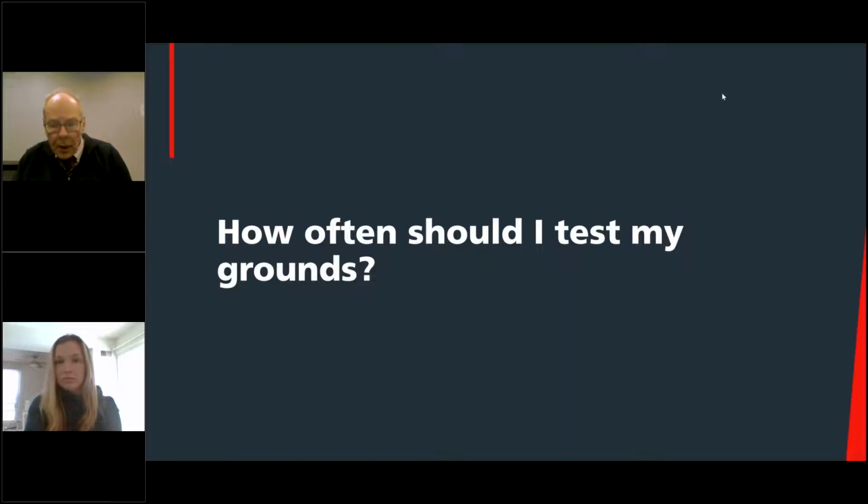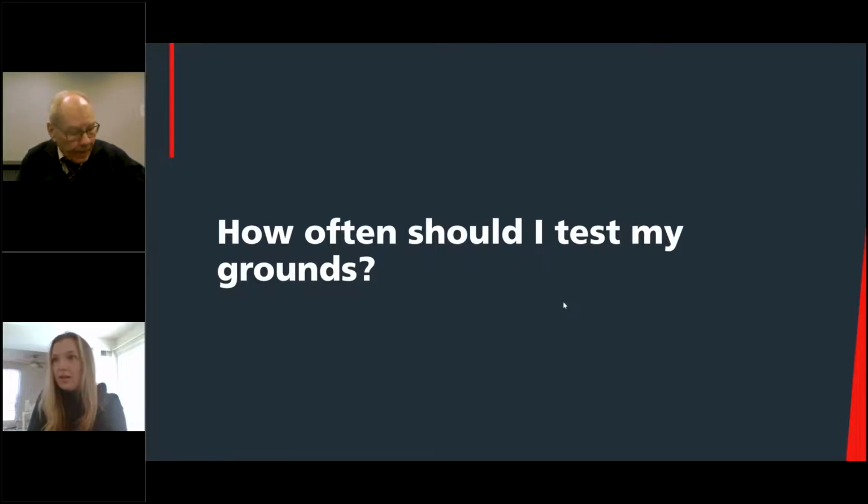The spring and the fall are generally fairly good, reasonably temperate and moist ground, and so you get pretty good test results. You do the same thing in a hot, dry August, your resistance is going to be much higher. So you want to set your maintenance schedule to deal with those parameters.